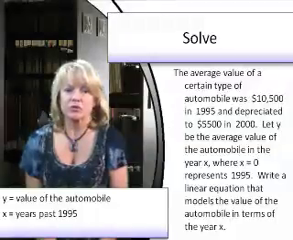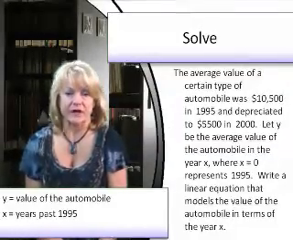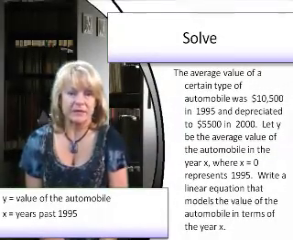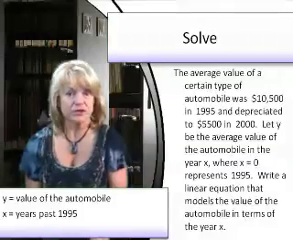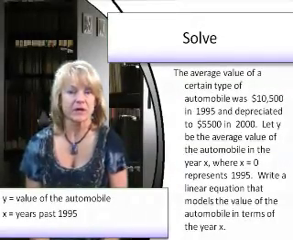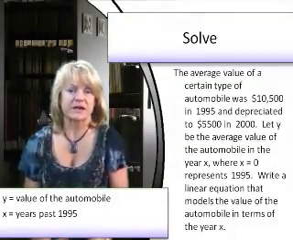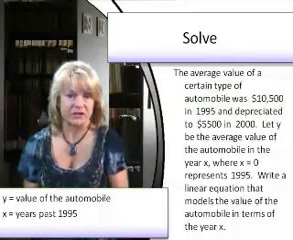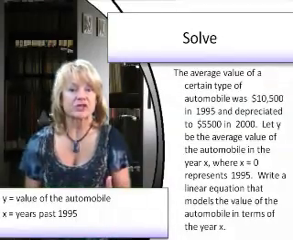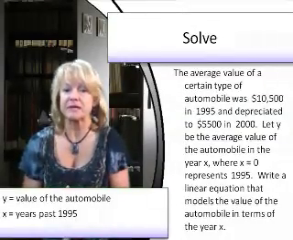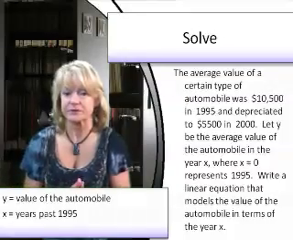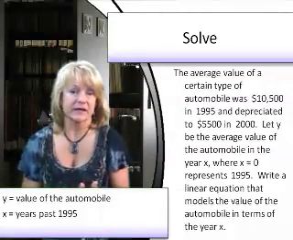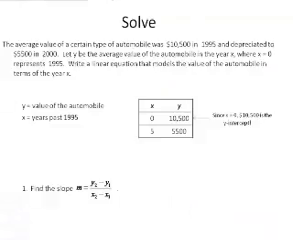Here's an application where we are asked to write the equation of the line. Generally, we end up working with 2 points to write the equation of the line. Let's first get ourselves organized by pulling information from the problem. Make sure to pay attention to the meaning behind your 2 variables. In 1995, the value was $10,500, and in the year 2000, the value was $5,500.